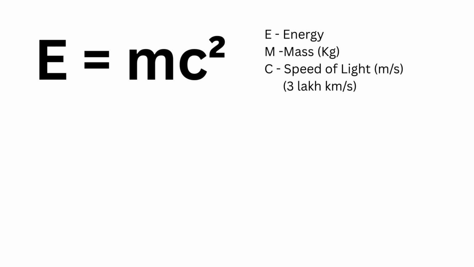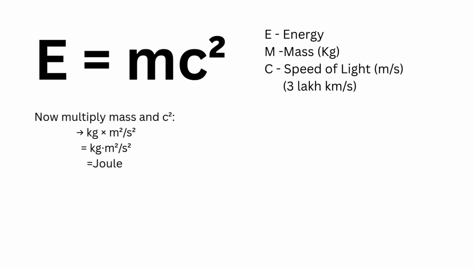In the equation E is equal to mc square, we know that E is the energy, m is the mass, and c is the speed of light. So m is in kg, kilogram. c is the speed of light with the unit of meter per second, and so c square will be meter square divided by second square. Now multiply the mass and the c square, so it will be kg into meter square per second square, which is the standard unit of energy, joule.